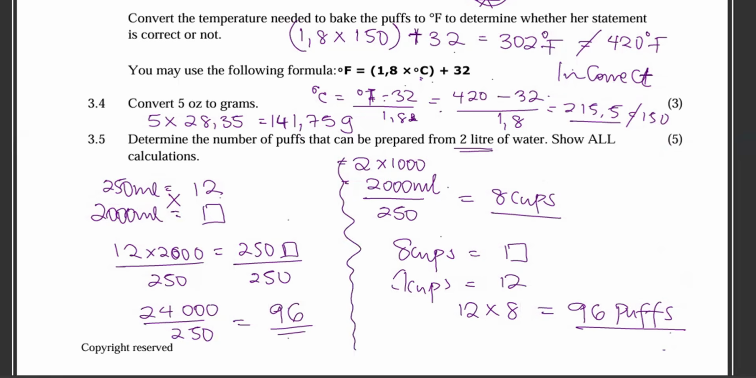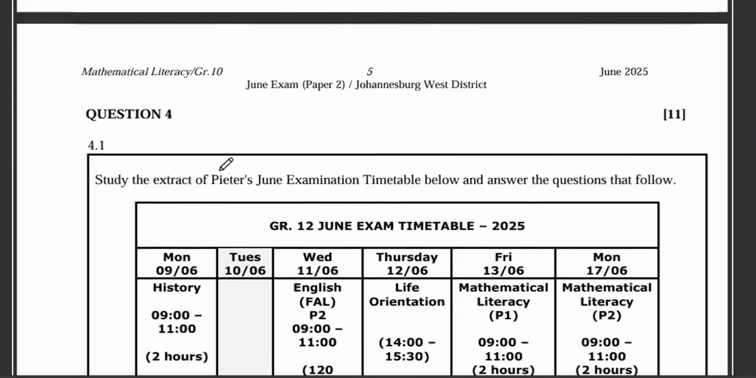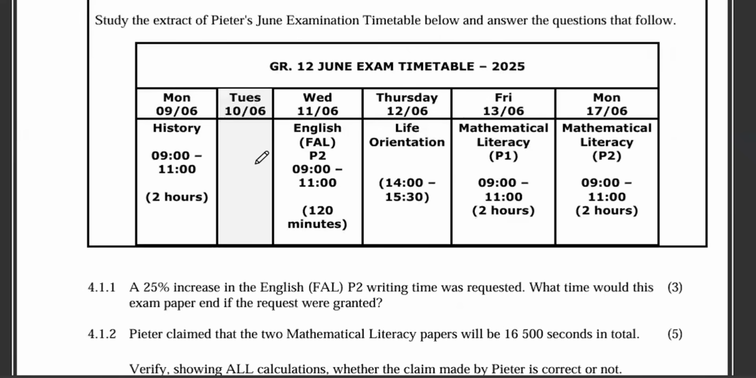Choose the option that you would like to use. Look at question number 4. Study the extract of Peter's June exam timetable below and answer the questions that follow. Grade 12 June examination 2025. Monday the 9th June, history is going to be written from 9 to 11. Those are 2 hours. Tuesday, nothing. Wednesday, the 11th of June, we have English First Additional Language paper 2 from 9 to 11, which is 120 minutes. 120 minutes, these are 2 hours.